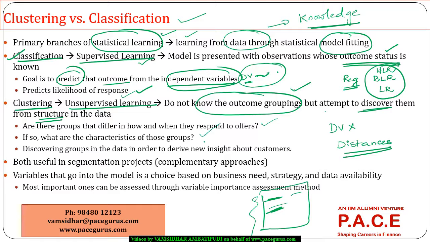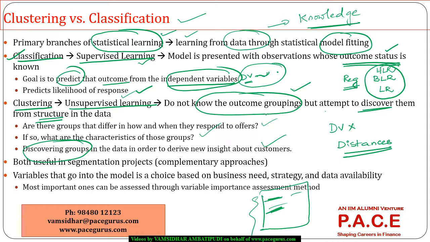Now, if I'm able to discover that, I want to know what the characteristics of that group are. How can I understand which group of customers respond positively, and which group of customers respond negatively? The main objective is to discover the groups so that I can derive more and more newer insights about the customers. That is what happens as a part of clustering analysis.